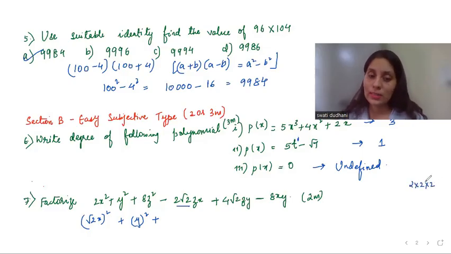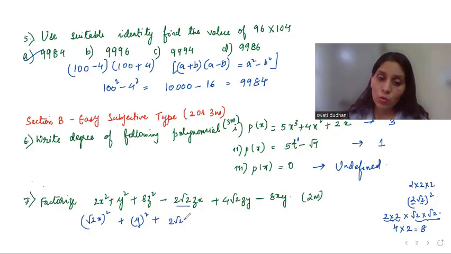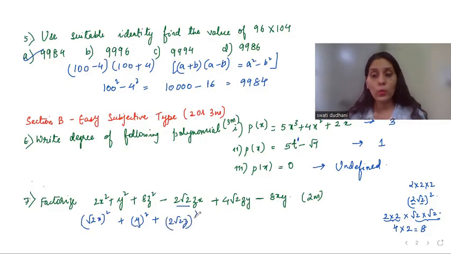2 cube is 8. But how do I write this? If I write 2 root 2 whole square, let's see what do I get. 2 root 2 whole square means the square belongs to each and every term. So 2 square, and root 2 also repeating 2 times. So 2 into 2, 4. Root 2 into root 2 is 2. So 4 into 2 is 8. So I can write this as 2 root 2z whole square.